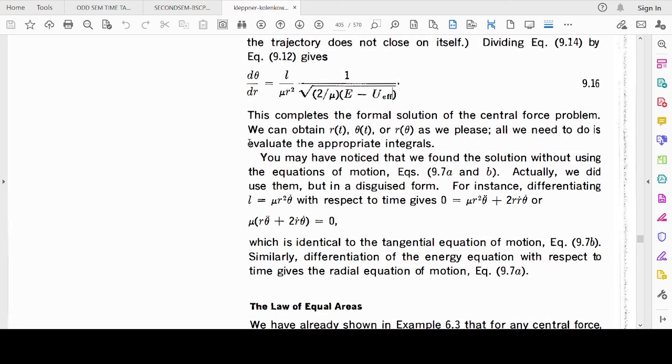So we get the general, or formal, solution of the orbit. Depending on the values of energy and U, we will get different orbits. That we will discuss in the next video: what are the different types of orbits possible for different combinations of E and U. Note that the effective potential is the sum of the gravitational potential, or whatever potential it is, plus the centrifugal potential. So this is the discussion for today. We will continue in the next classes. Thank you one and all.